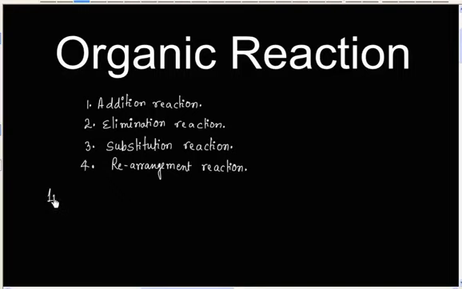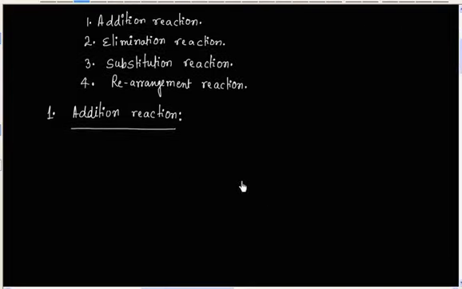So first is addition reaction. So in case of addition reaction, a molecule is added over the reactant. So you have something like this. So you have reactant and some reagent is added. And then finally you have product.